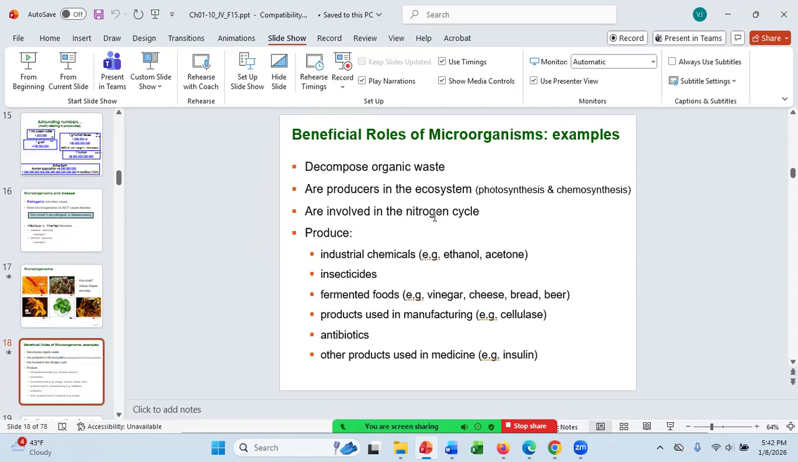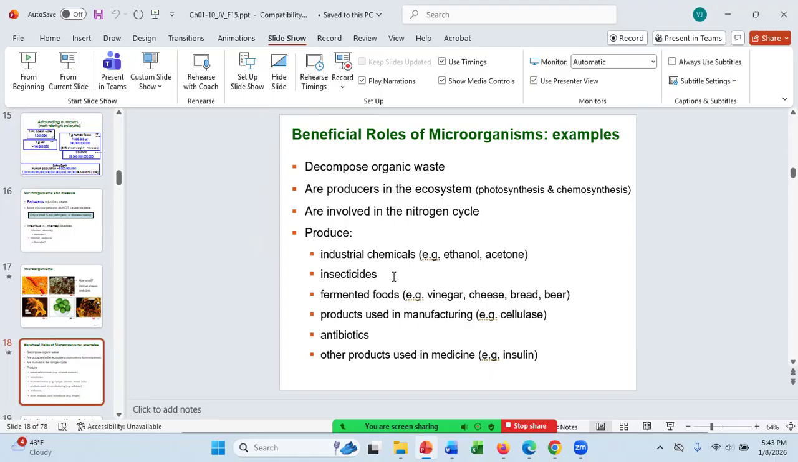We've already mentioned that microorganisms are involved in the nitrogen cycle, and you would not get the nitrogen cycle unless you had microbes converting the nitrogen from one form in the cycle to another. Microorganisms.